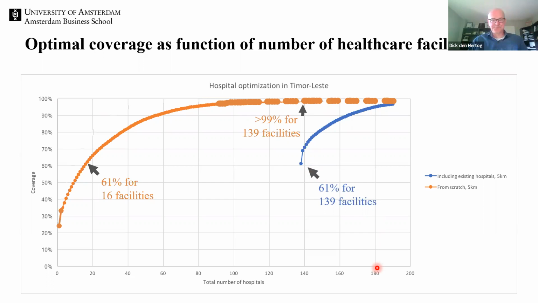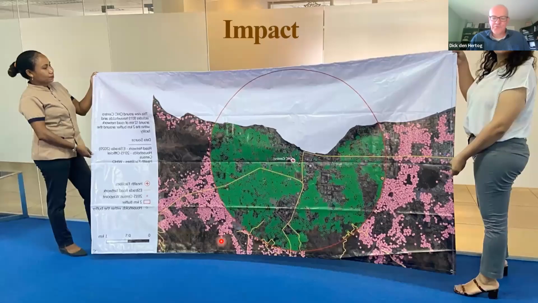Suppose that we neglect the existing ones and just start from scratch. Then you see that you can already arrive at the 61% by 16 facilities, and the 95% is then already arrived by 80. So these types of curves give a lot of insights to those who have to decide. The results were also discussed with the people.